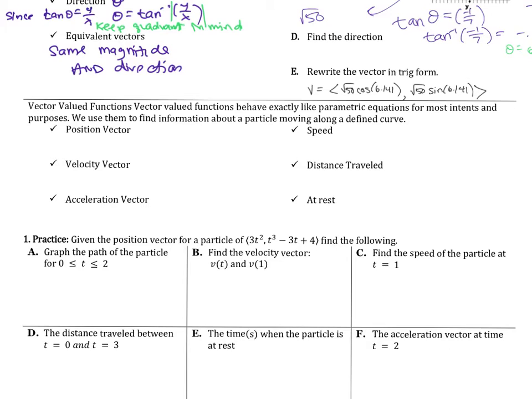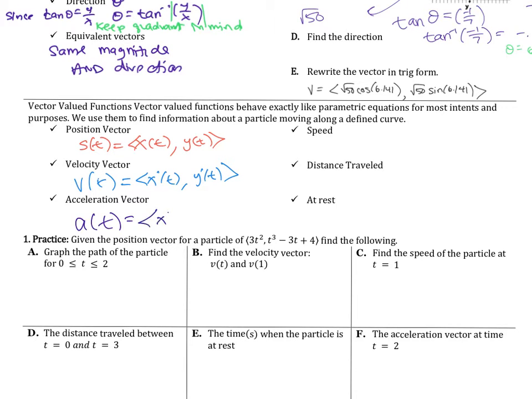In calculus, it's most often that we're talking about vectors in relation to position, velocity, and acceleration. That's right, it has not left us. We are still talking about it many, many units later. So the position vector would just be s of t, which is just x of t, y of t. Velocity is just the derivative of position, which would be x prime of t, y prime of t. And acceleration is just the second derivative of position, or the derivative of velocity, which would be x double prime of t, y double prime of t.